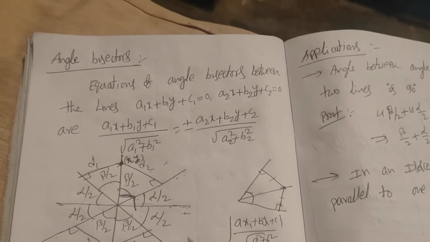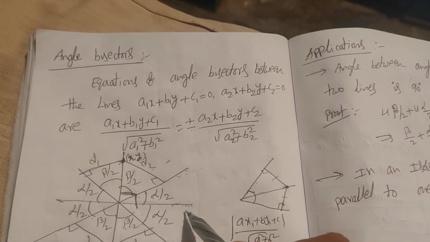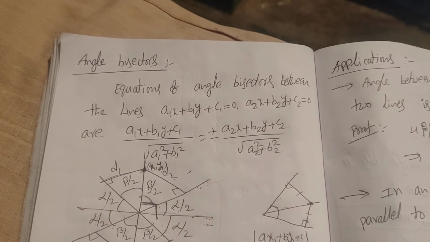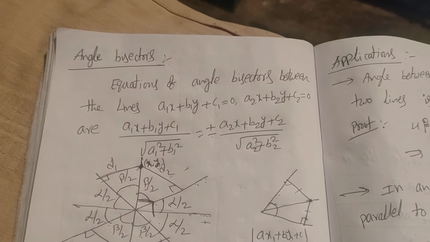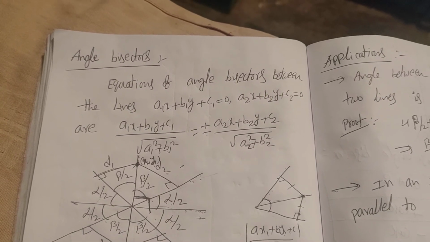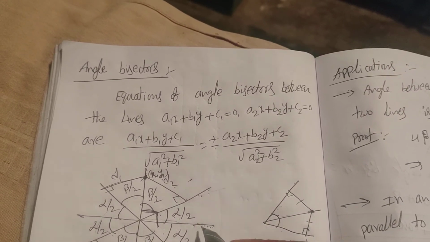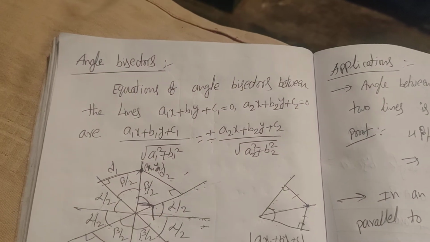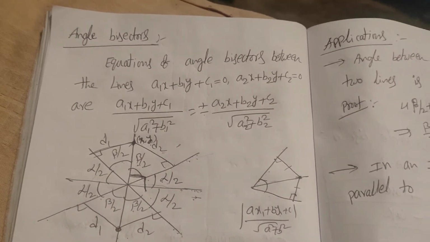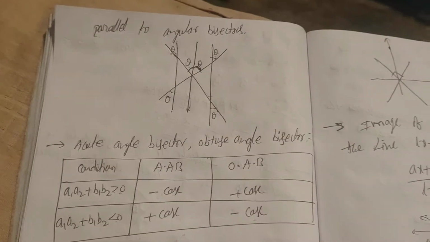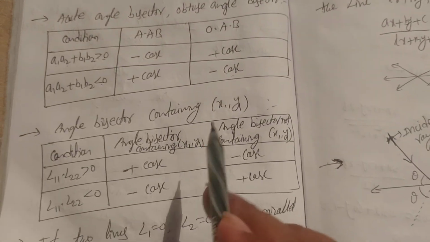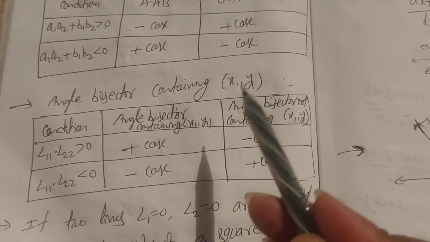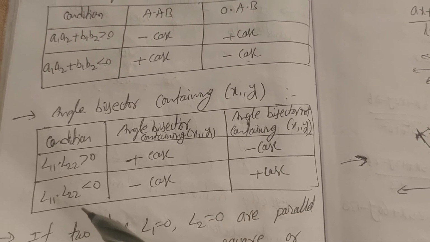Let us consider the point x1 comma y1. If you want to find out which angular bisector the point x1 comma y1 is contained in, that is the important thing. For suppose x1 comma y1 is here or here, we don't know, so that may be the obtuse angular bisector or the acute angular bisector, so we have to find that out. So for the angular bisector containing x1 comma y1, there is a condition based on x1 comma y1 only.